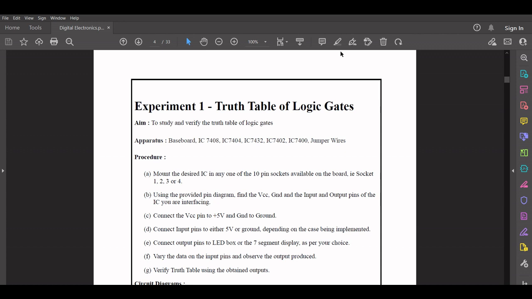In this video, we'll start with the first experiment of digital circuits, that is the truth table of logic gates. So the aim of this experiment is to study and verify the truth table of logic gates. The apparatus that we'll require for this experiment is the baseboard, a couple of ICs, and a few jumper wires.